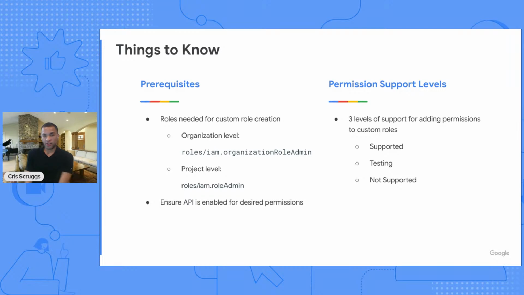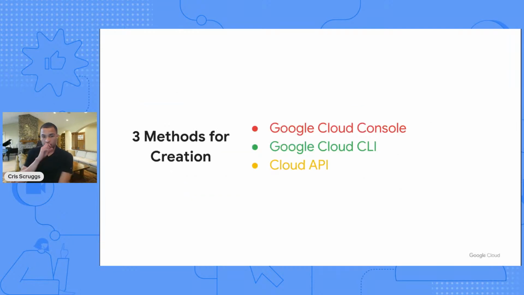And the third is not supported, which means the permission is not supported for use within custom roles. So moving on to our demo, there are 3 methods for creating custom IAM roles: Cloud Console, the Cloud Command Line interface, and via the Cloud API. So today, I'm going to demonstrate the creation of a custom role through the Google Cloud Console.